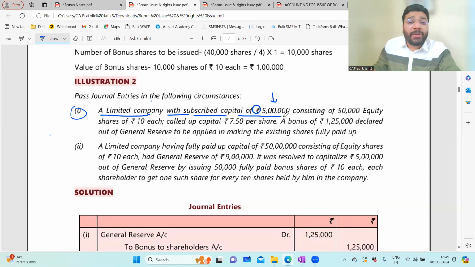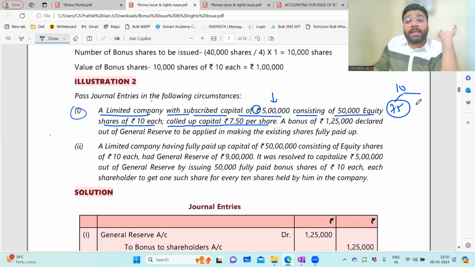With subscribed capital of 5 lakh consisting of 50,000 equity shares of 10 each. So 50,000 equity shares into 10 rupees, how much? 5 lakh. And this is subscribed capital, out of which what is the called up capital? Only 7.5. If 10 rupees is the face value, only 7.5 has been called upon. So how much is uncalled capital? 2.5. Full stop. After this, the game changes. It says that a bonus of rupees 1,25,000 is declared out of general reserve to be applied in making the existing partly paid share into fully paid share.